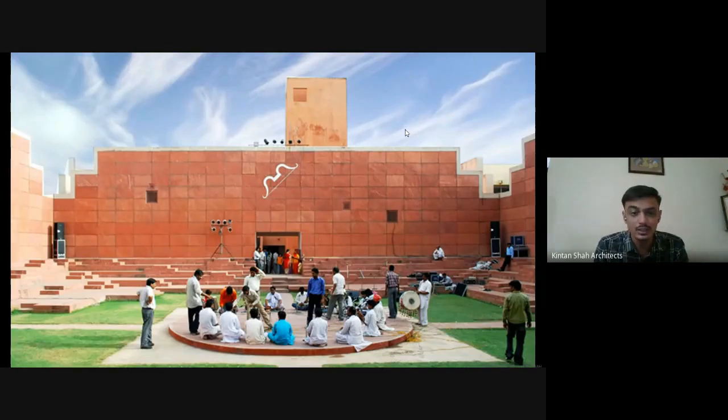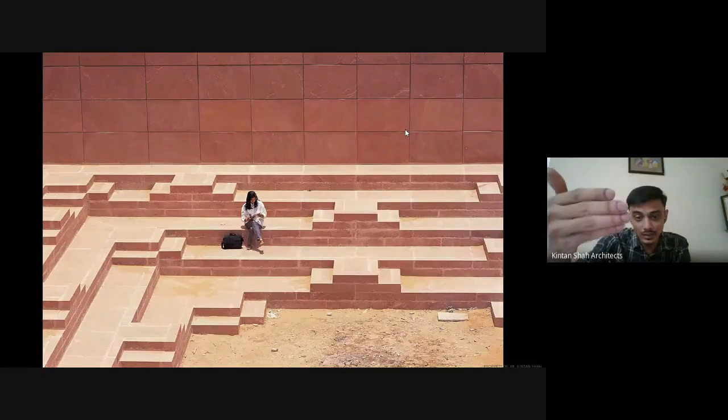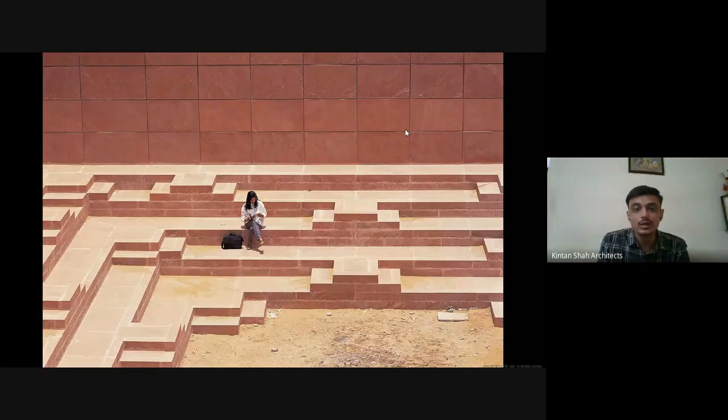A person standing anywhere, uska nazar kabhi wo wall par nahi jayega. There are so many elements around that his attention is divided, right?